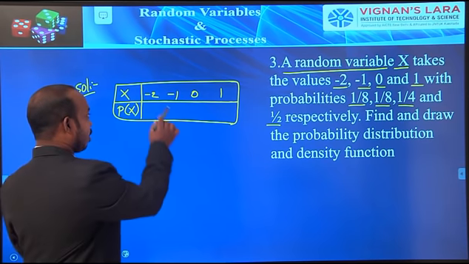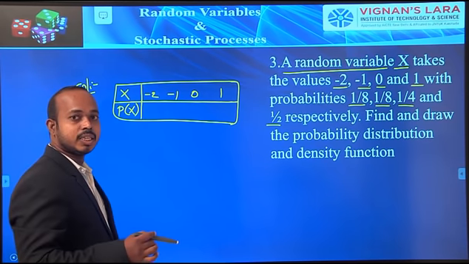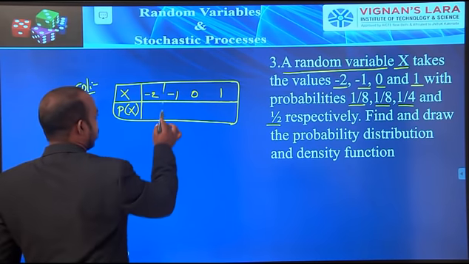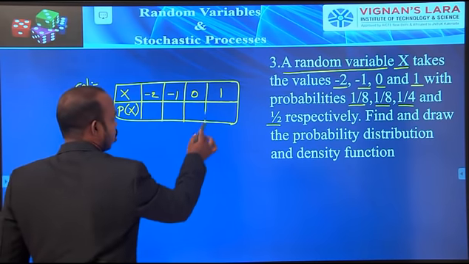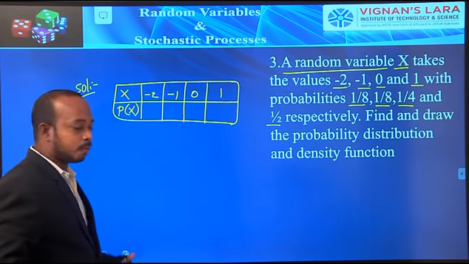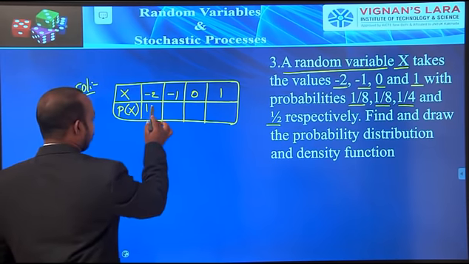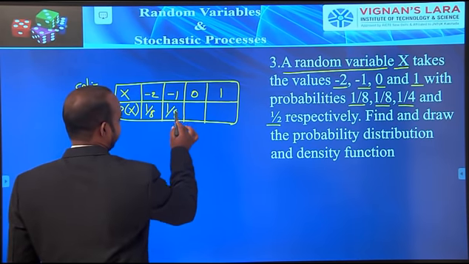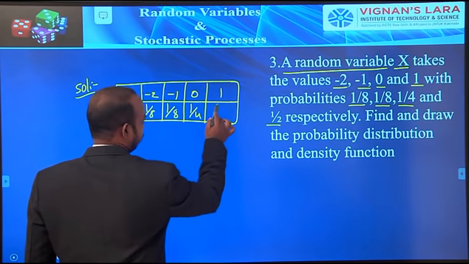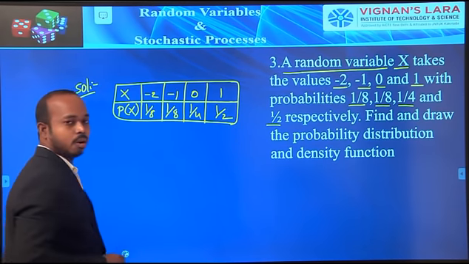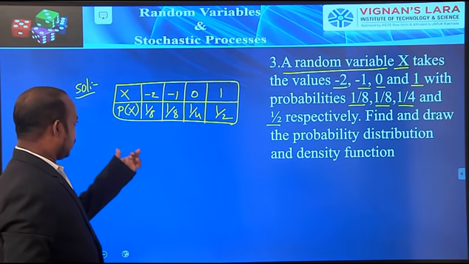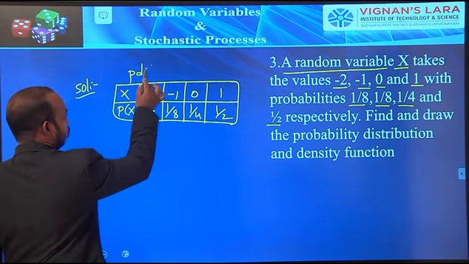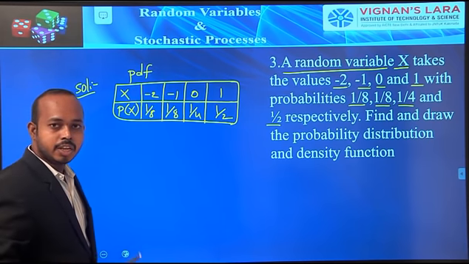Here I am not writing the probability values, it's only the element values. The element values are -2, -1, 0 and 1. The corresponding probabilities are 1 by 8, 1 by 8, 1 by 4 and 1 by 2. This one is the probability density function.